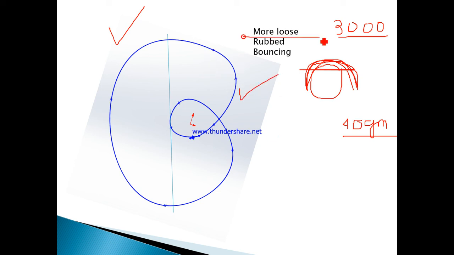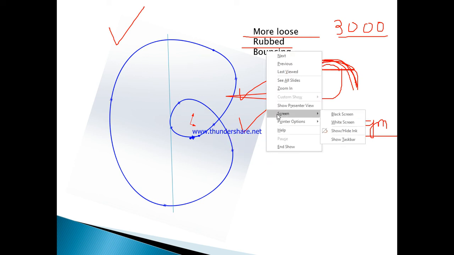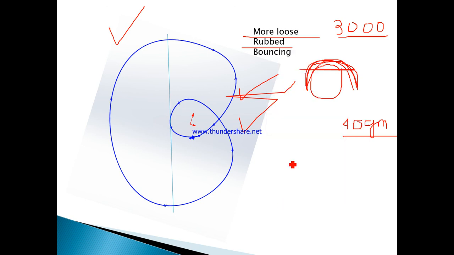So if there is more looseness, due to the looseness it is rubbing, bouncing, and like this happening, and if you filter that raw data, you will get things like this. Okay. So this I am trying to give you. Today's lecture is completely in a pictorial way. I am not going into any deep analytics or mathematics. That we will do in the next lecture. We will understand.